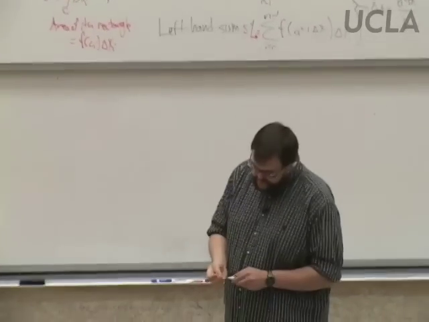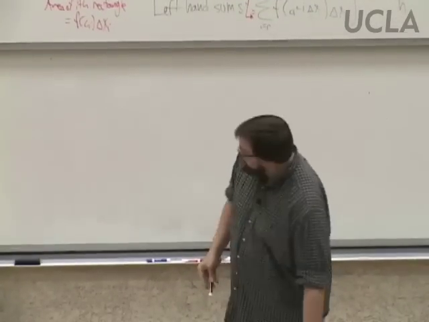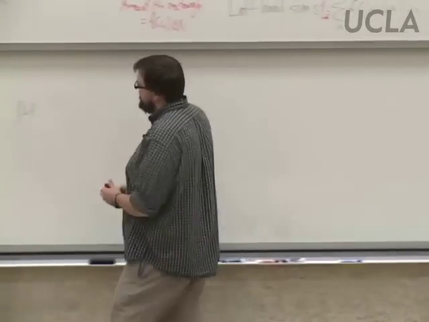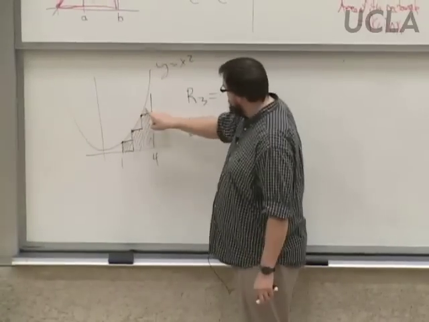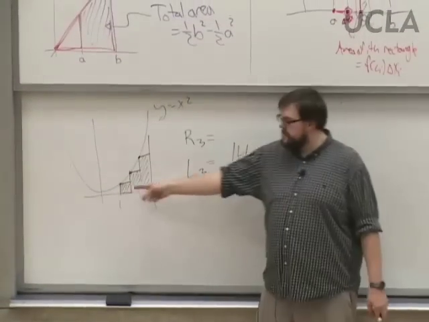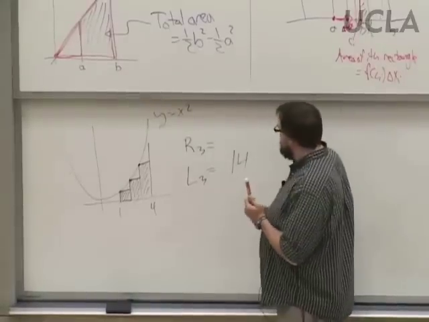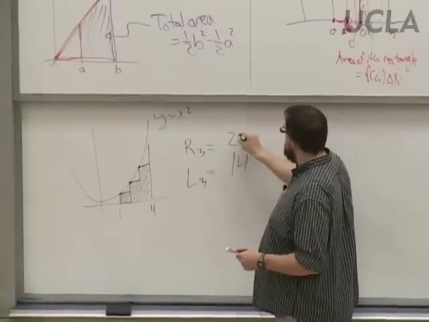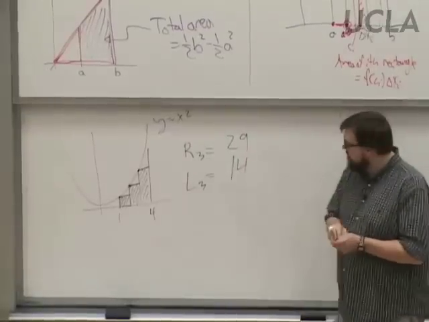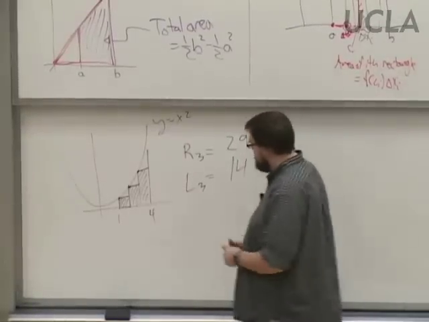So here it's easy to see that the rectangles we used are in some sense too small because we're missing the area. In fact, we're missing these little pieces here. So this is an underestimate for the area from 1 to 4. Now when we did R3, the right-hand sum, we actually got a different number, which is good because it's a different kind of thing. We got 29.